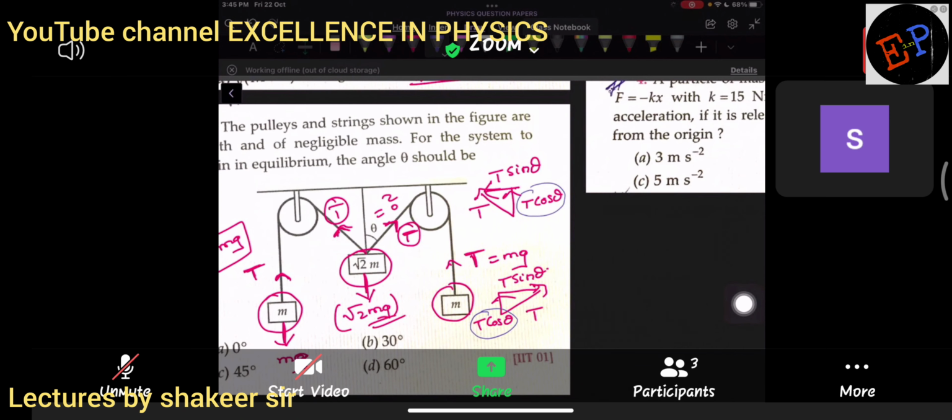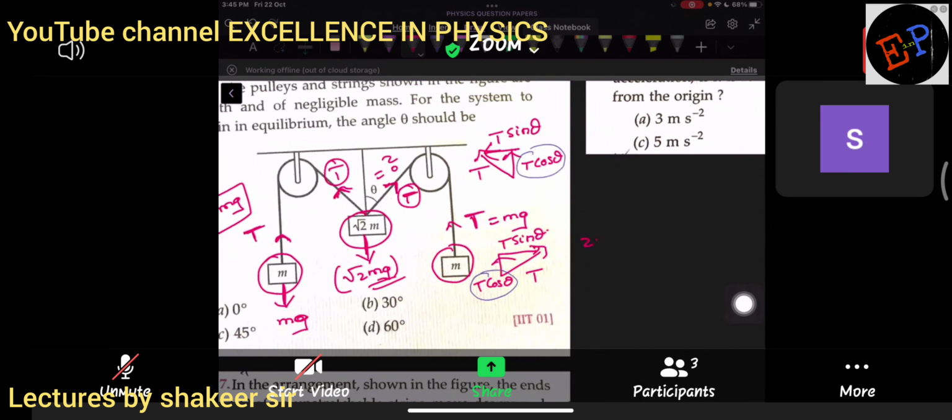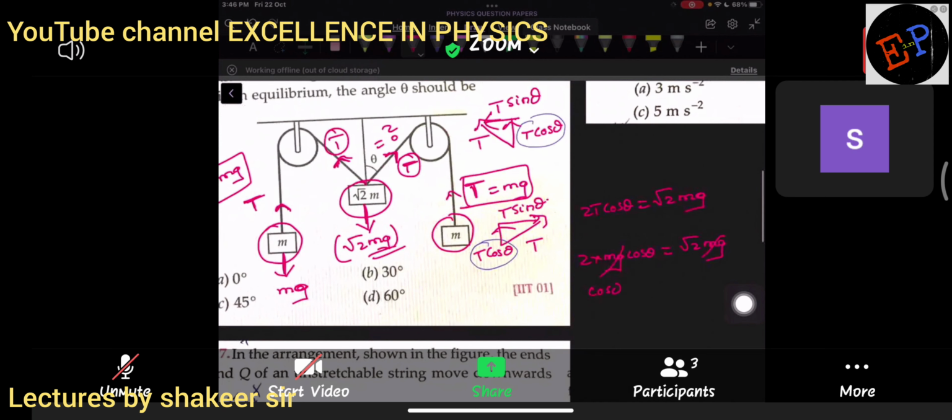So therefore, from here I can do the calculation. 2T cos theta should be balancing root 2 mg. And what is the T value? T value we have already calculated. T is equal to mg. So substitute there. 2 into mg cos theta is equal to root 2 mg. So mg gets cancelled. Therefore cos theta is equal to root 2 divided by 2. It is 1 by root 2. Then what is the theta value? Cos theta is 1 by root 2, so theta value is 45 degrees. That is my answer.